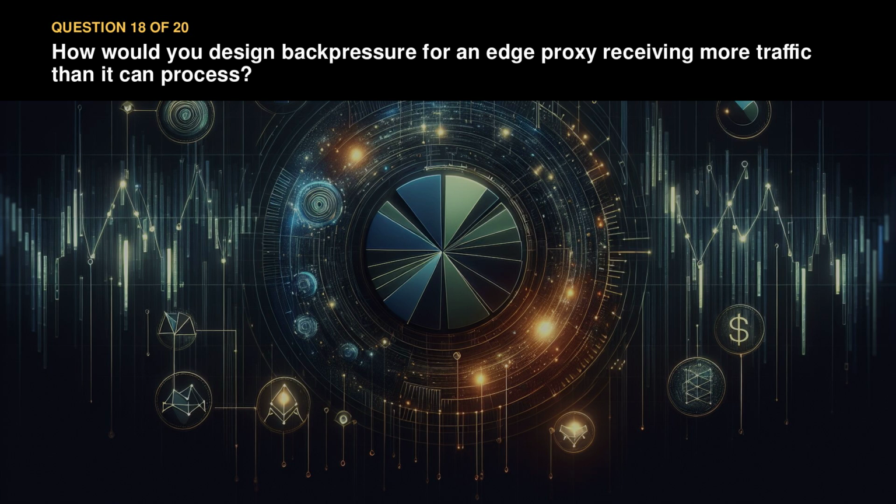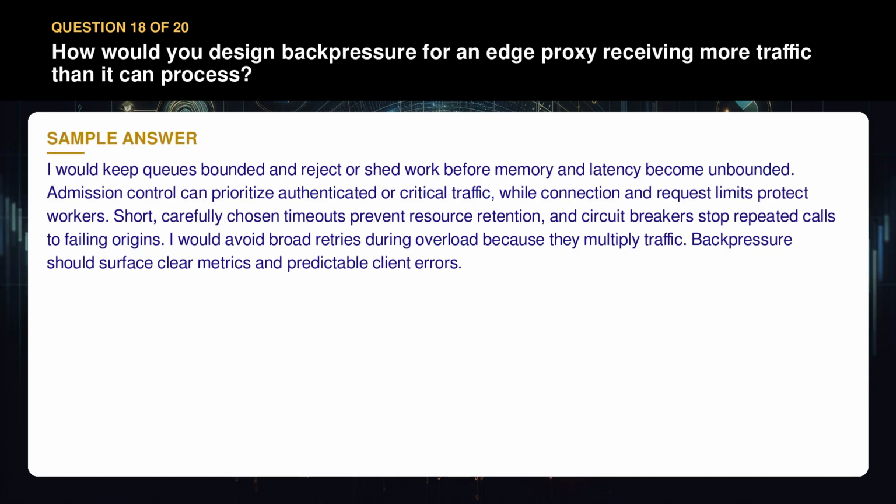Question 18. How would you design backpressure for an edge proxy receiving more traffic than it can process? I would keep queues bounded and reject or shed work before memory and latency become unbounded. Admission control can prioritize authenticated or critical traffic, while connection and request limits protect workers. Short, carefully chosen timeouts prevent resource retention, and circuit breakers stop repeated calls to failing origins. I would avoid broad retries during overload because they multiply traffic. Backpressure should surface clear metrics and predictable client errors.